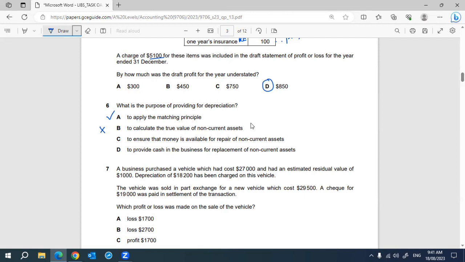To ensure that money is available for repair of non-current assets, no, this is nothing to do with depreciation. To provide cash in the business for replacement of non-current assets. This is also nothing to do with depreciation, as depreciation is a non-cash item. So therefore, the correct answer is A.